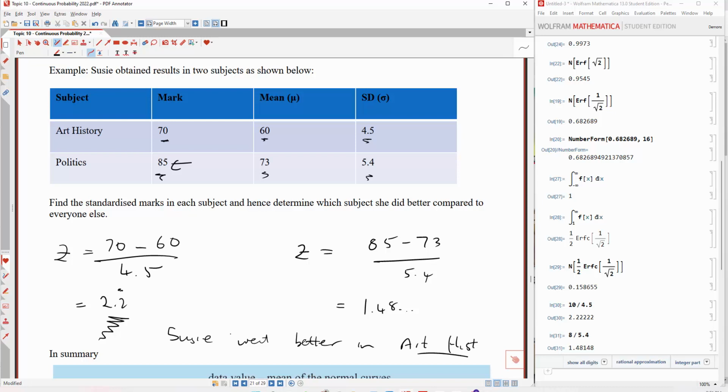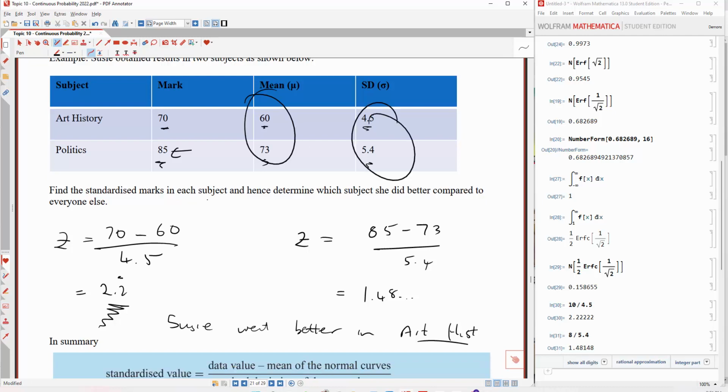This is what's going to happen to your subjects this year: it's all completely cohort driven. The marks you get all depend on how everyone else went, the mean and the standard deviation.